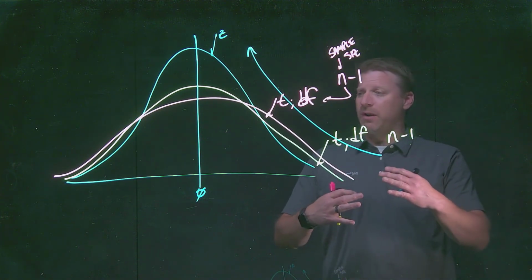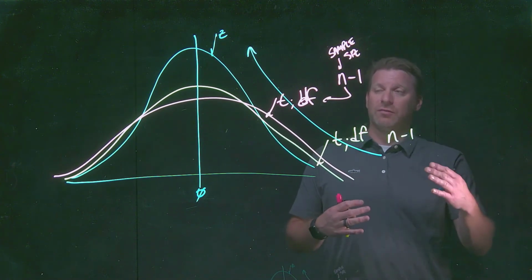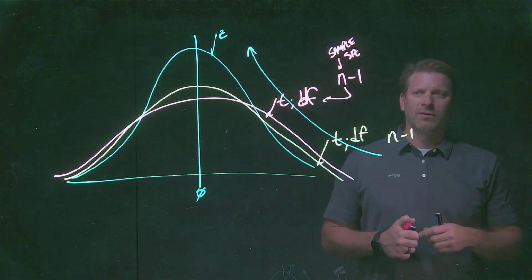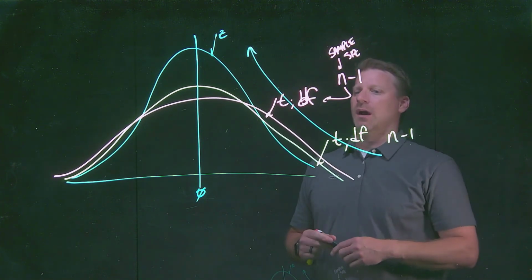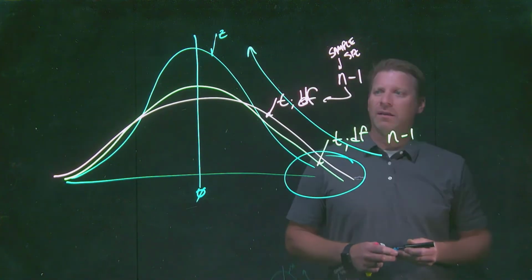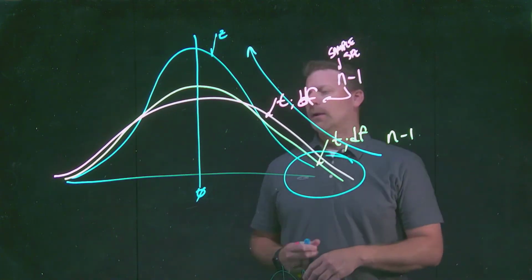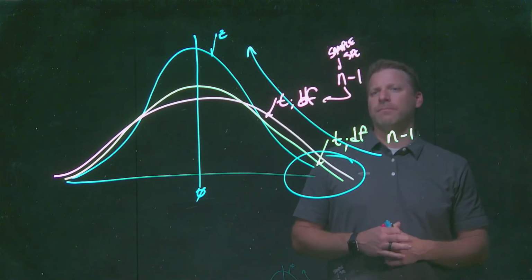Another couple of things to point out that show similarity between the Z and the T. These T distributions are also continuous. They're continuous probability distributions. They're also asymptotic, right? We have some relationships going on down here where these curves approach this axis. So there's a huge amount of similarity there.